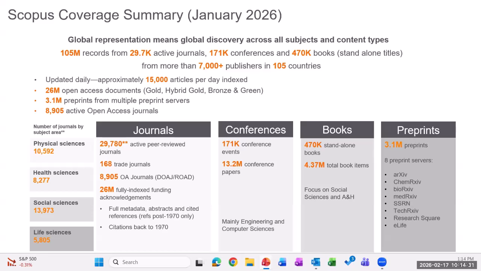And you can see we have different categories on Scopus. We have journals, we have conference papers, we have books, and we also have preprints, which are also indexed on Scopus as well.